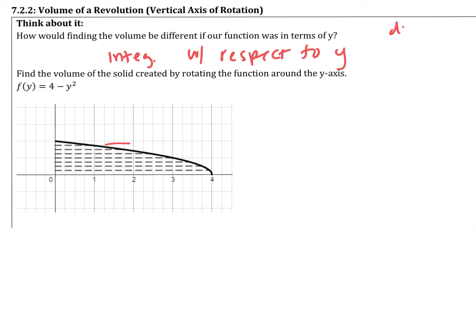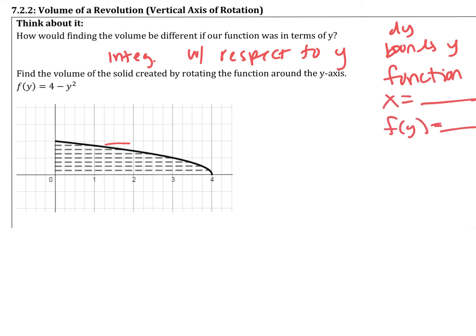So that means we need dy, we need bounds that are in terms of y, and we need a function that is x equals stuff in terms of y, or f of y equals stuff. Other than that, it's really the same process. We're still identifying our bounds, our function is still our radius, and we're integrating pi r squared to come up with that volume. So let's look at this problem here.